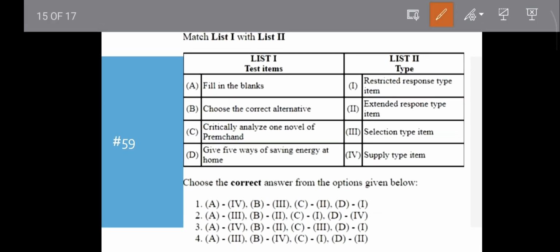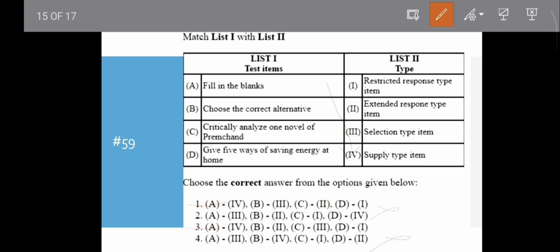Question number 59. List 1 and list 2. Fill in the blanks, choose the correct alternative, critically analyze one novel of Premchand, give 5 ways of saving energy at home, and which type of items are these? Fill in the blanks is a supply type item, because the learner has to supply the answer, not choose it. So for supply type items, A will be IV. Option 1 and option 3 are there. Option 2 is incorrect, option 4 is incorrect.